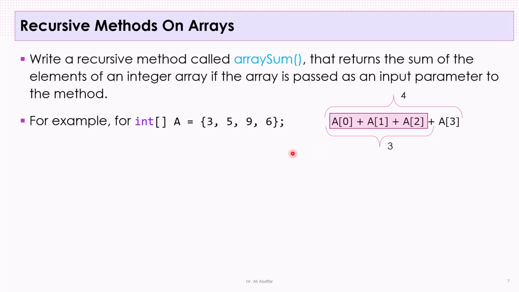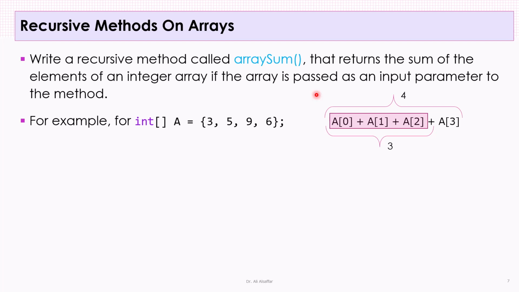So therefore, we don't want just to pass the array as an input parameter. We need also to pass the size. So to solve this problem recursively, we need 2 input parameters. One is the array, the other one is the size. So why do we need the size as an input parameter?